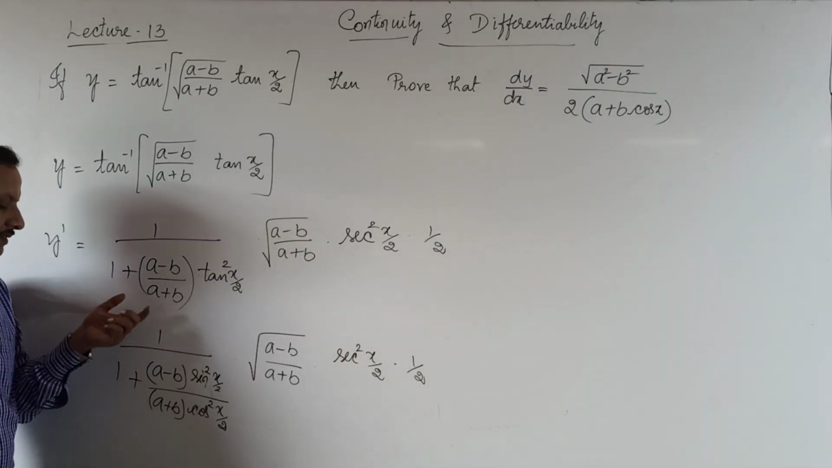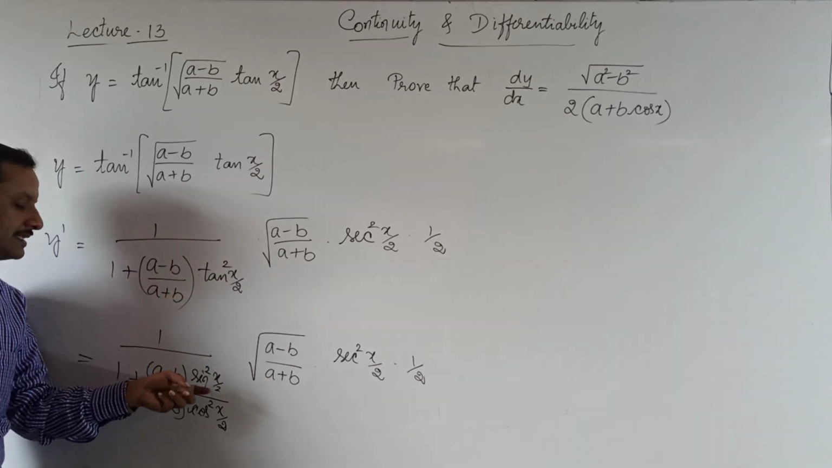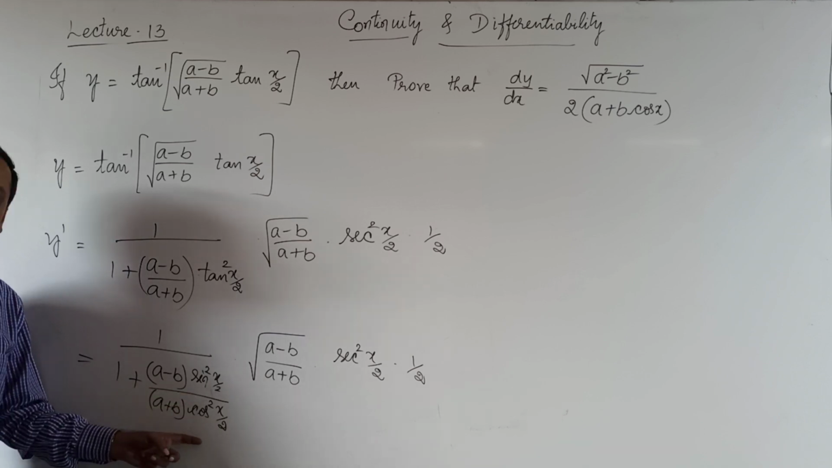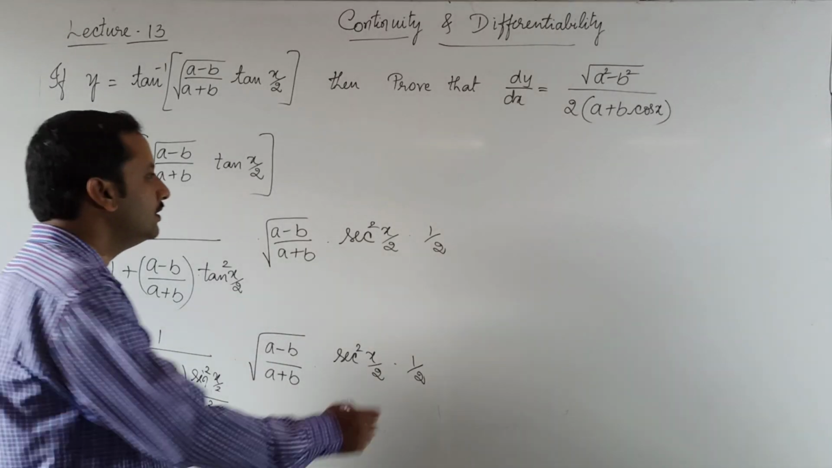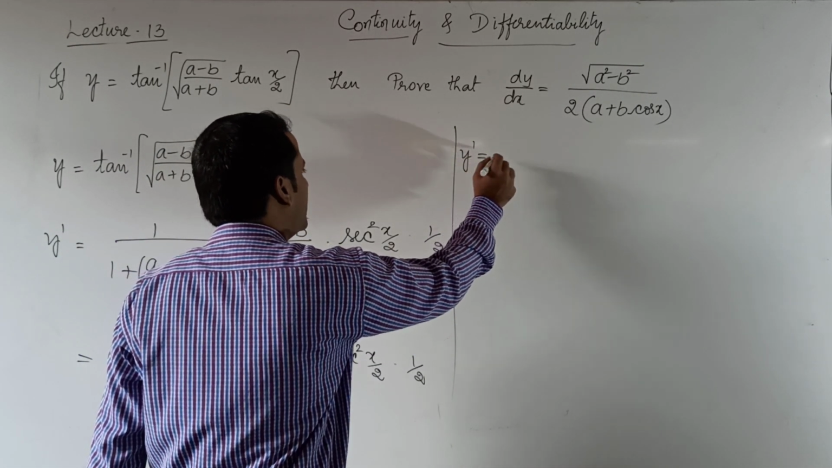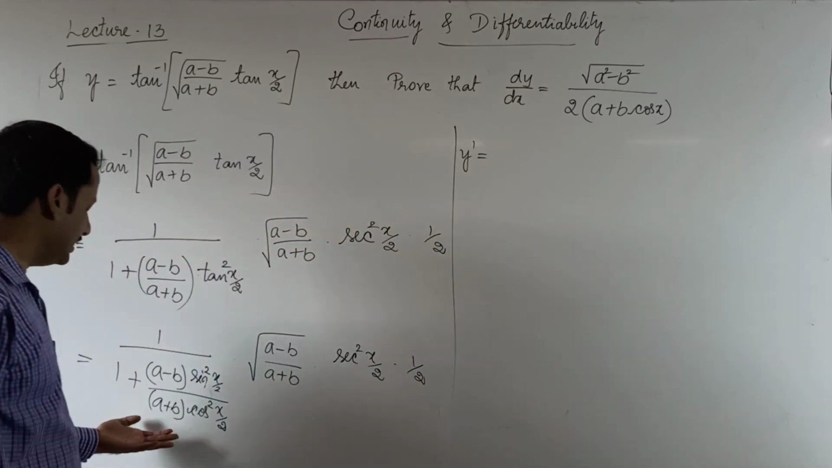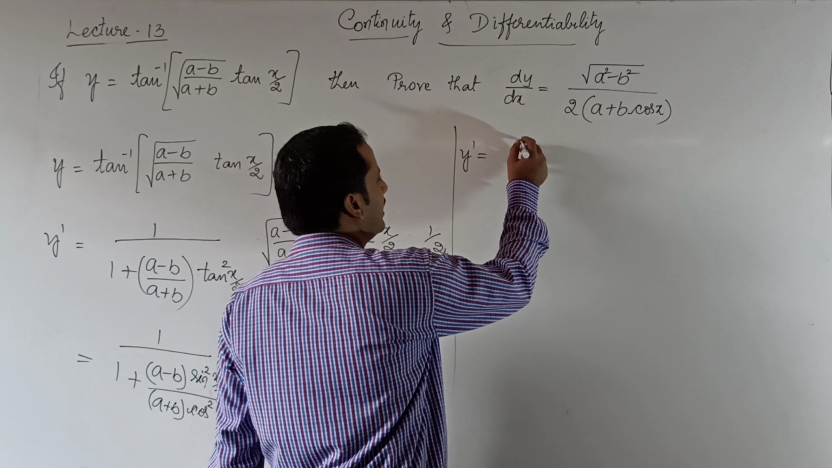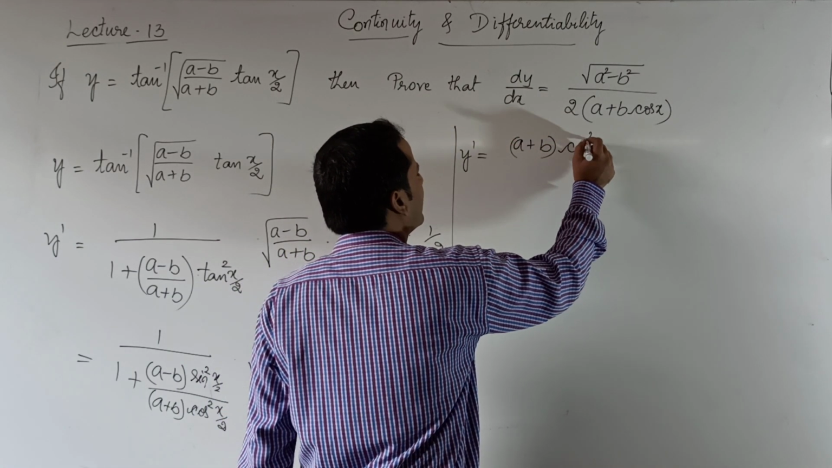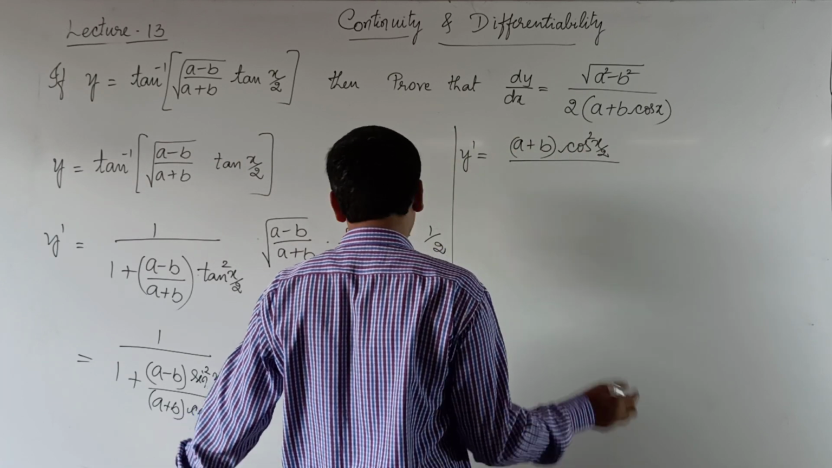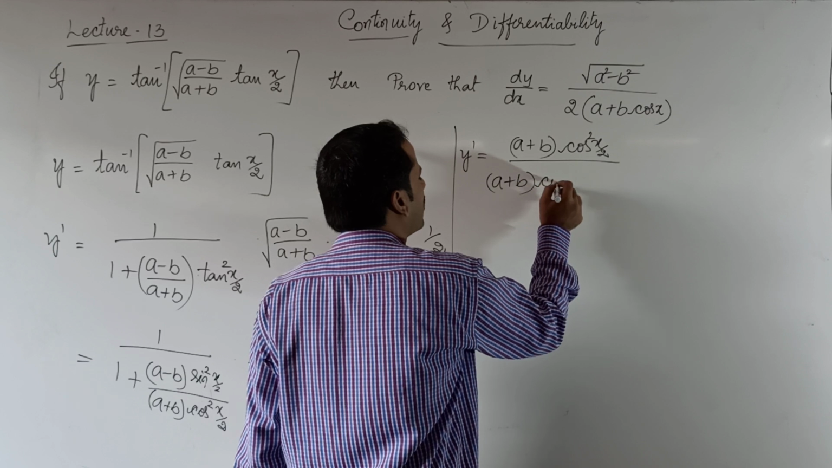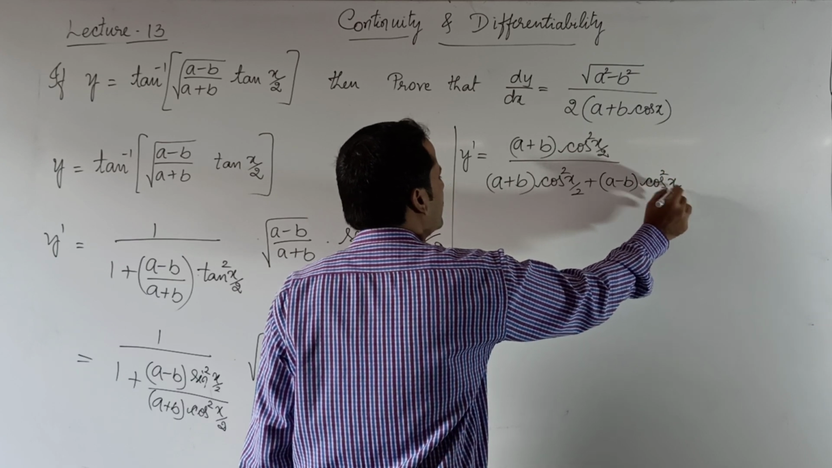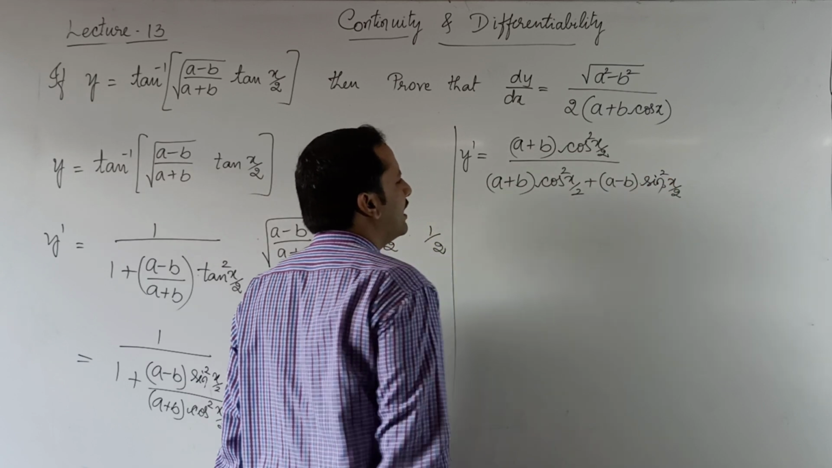Here I will take LCM. Okay, see, the only thing I did here is I wrote tan square x by 2 as sin square x by 2 divided by cos square x by 2. Then just multiply. I will take LCM. LCM would be (a plus b) into cos square x by 2. Okay. So y dash is equal to, and after taking this LCM, this (a plus b) into cos square x by 2 will come to the numerator. So we will have (a plus b) into cos square x by 2 divided by, this denominator will become (a plus b) into cos square x by 2 plus (a minus b) into sin square x by 2.